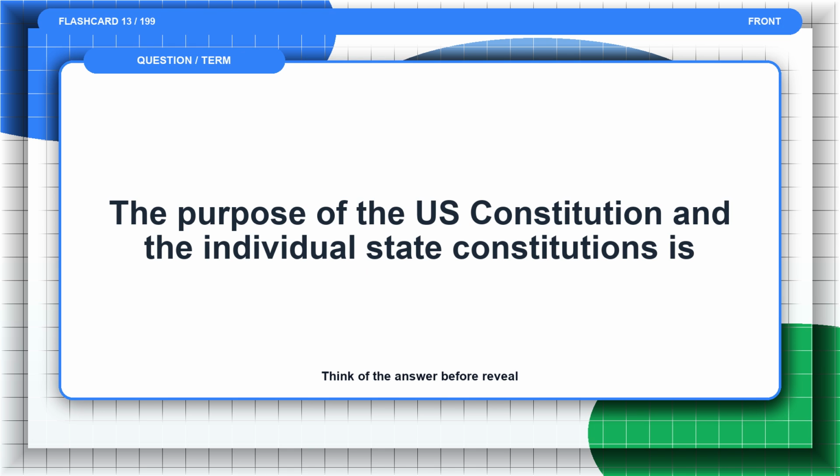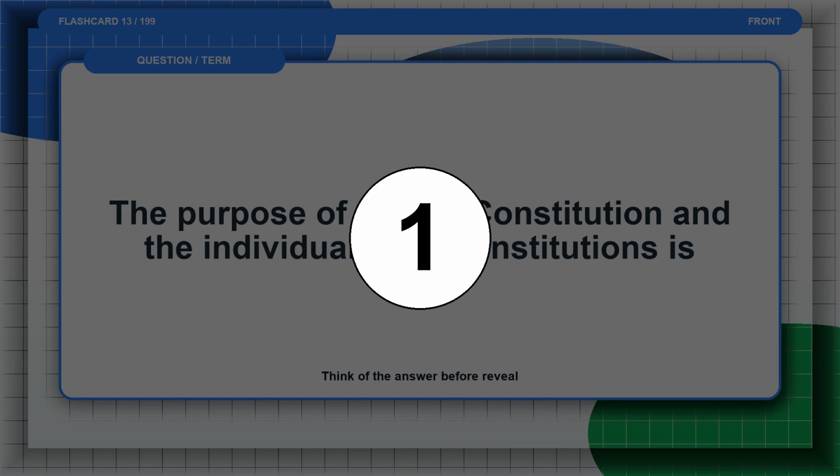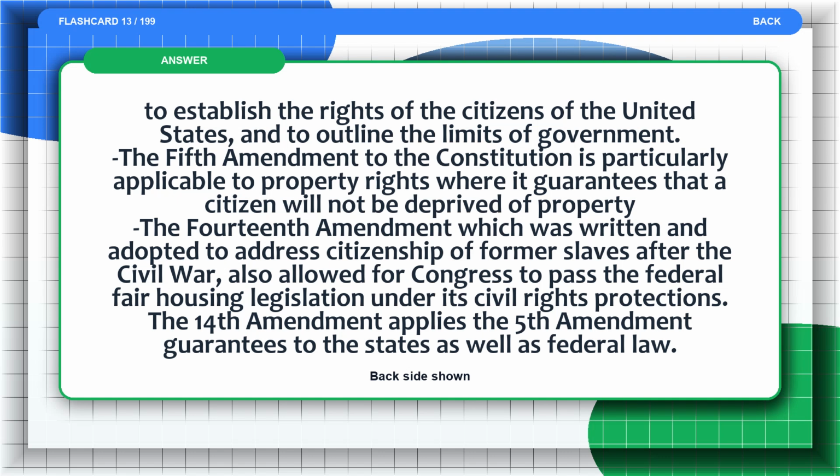Flashcard 13. The purpose of the U.S. Constitution and the individual state constitutions is... Pause and think of the answer before the reveal. The answer is to establish the rights of the citizens of the United States and to outline the limits of government. The Fifth Amendment to the Constitution is particularly applicable to property rights where it guarantees that a citizen will not be deprived of property.